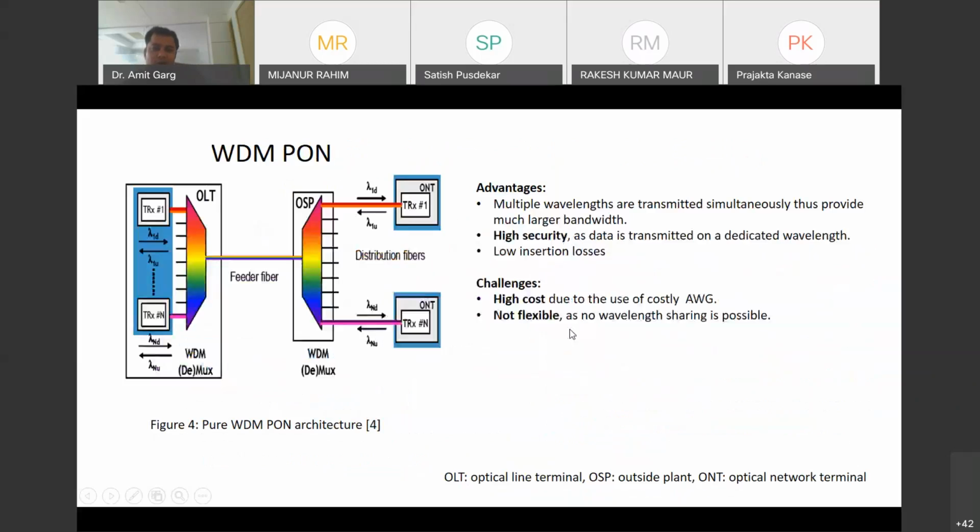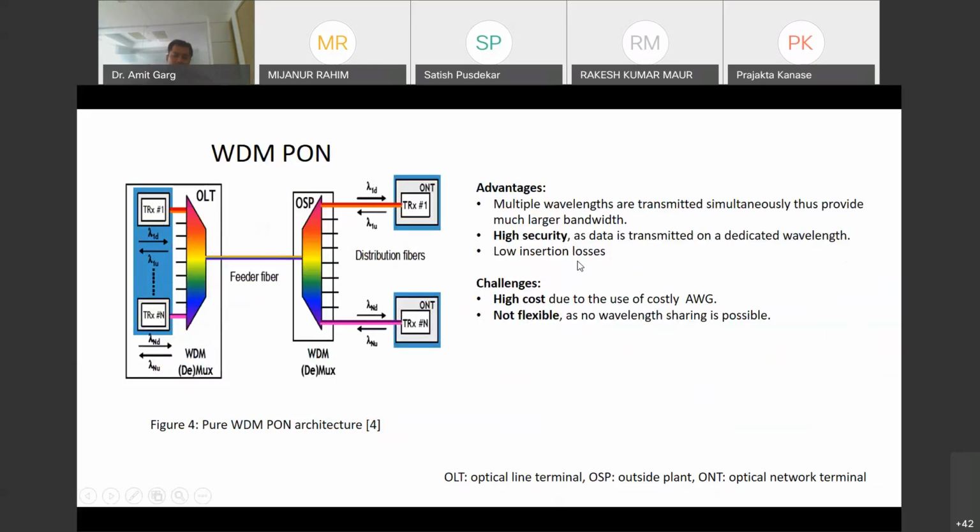And if I talk about the WDM PON, then basically we can transmit multiple wavelengths from the central office or OLT. Then we can multiplex them by a WDM mux or AWG kind of thing, about which I had just given you some idea in my previous lecture. And then this is transmitted and demultiplexed at the remote node.